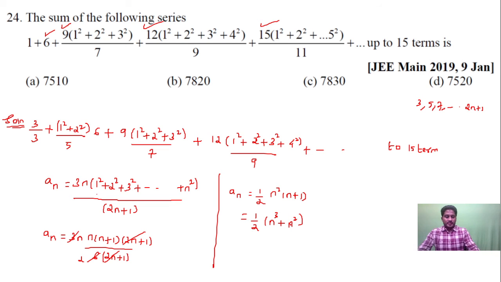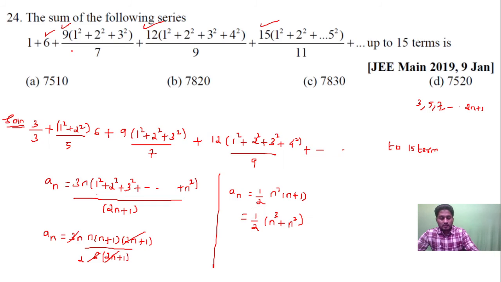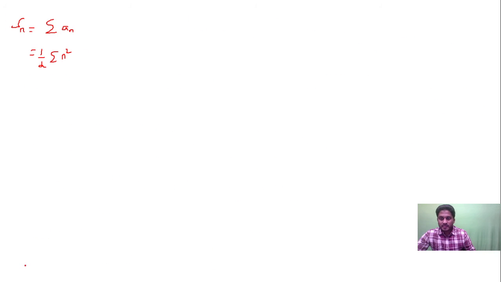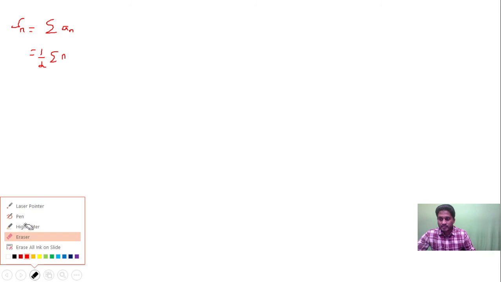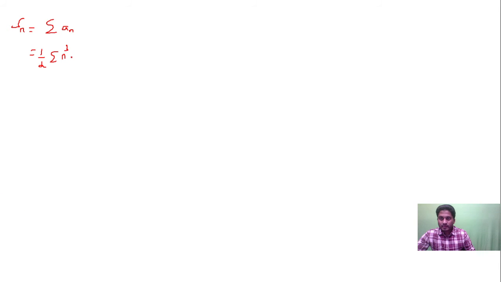Now I'm supposed to find the sum up to 15 terms. So what will be Sn now? Sn is equal to summation of the general term, Sn is equal to summation an. So this is equal to 1 upon 2 summation n cube, or you write first n square then n cube, both are the same. Plus 1 upon 2 summation n square.